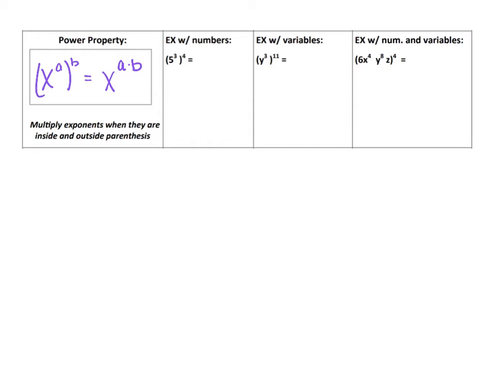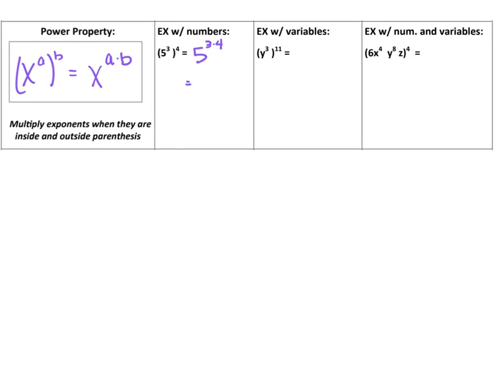5 to the third to the fourth power is 5 to the 3 times 4, and 3 times 4 is 12. So I get 5 to the 12th power. Oh my goodness, that's going to be a huge number if I multiply 12 fives together.